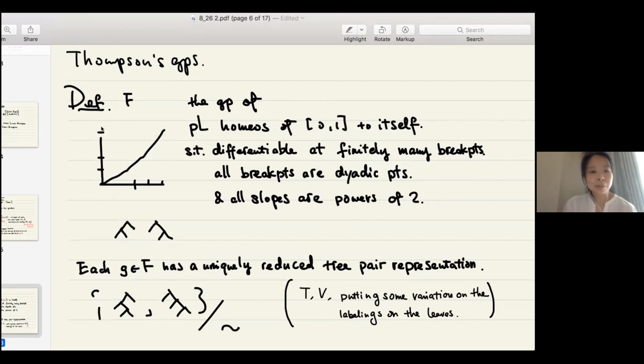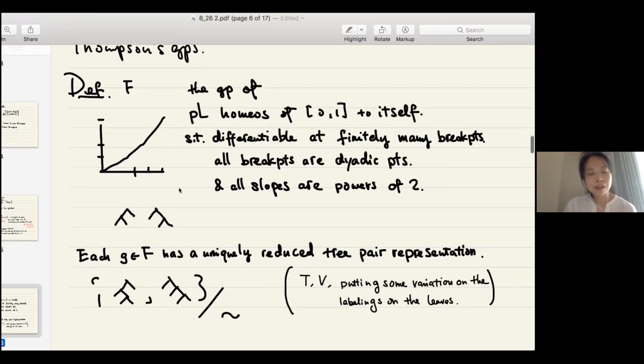We're basically picking two unit intervals, and we have finitely many breakpoints, which are dyadic rationals here. And then for these two intervals, we have the same number of breakpoints. Then we have these piecewise linear functions, and these are all slopes of powers of 2.